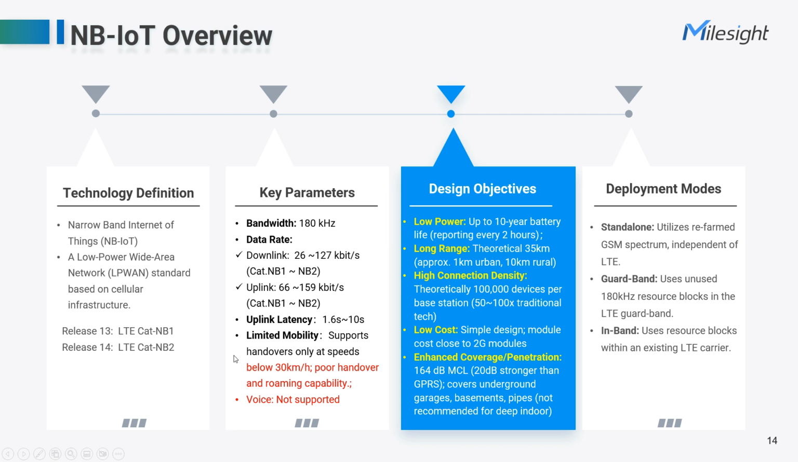However, deep indoor coverage is still a challenge for macro network operators, which is why at Milesight, our NB devices are typically targeted at outdoor smart city scenarios. Since NB is a cellular technology, deploying its network requires upgrading base stations to support it. It has 3 common deployment modes: standalone, guard band, and in-band. You don't need to be experts on these modes, just knowing they exist is enough.